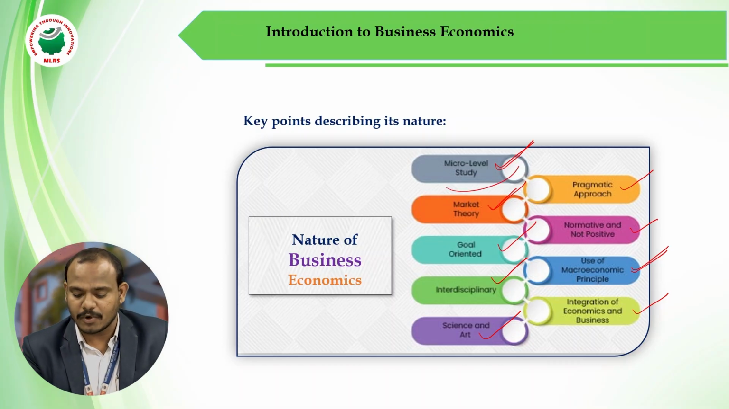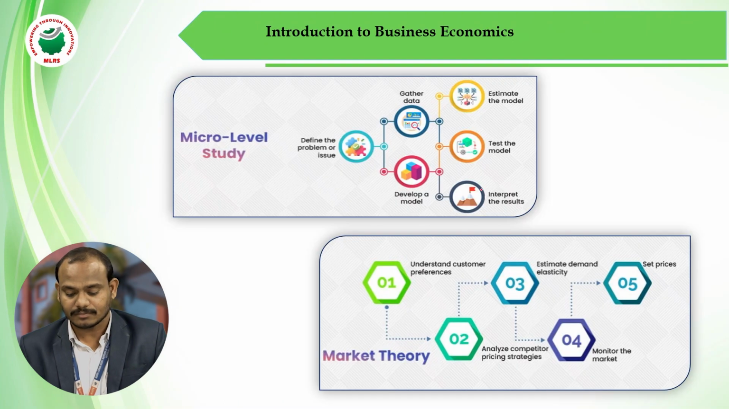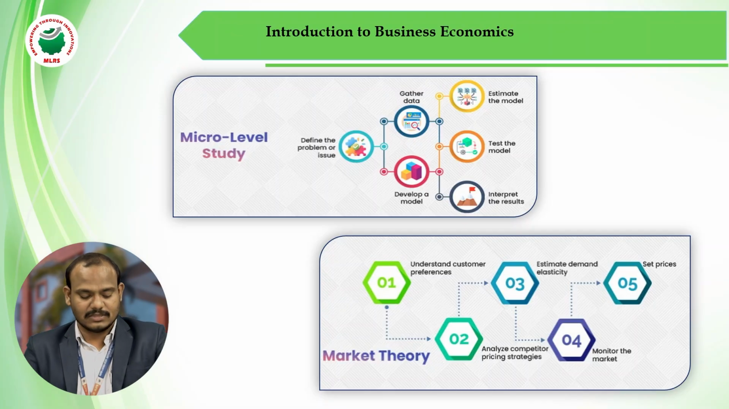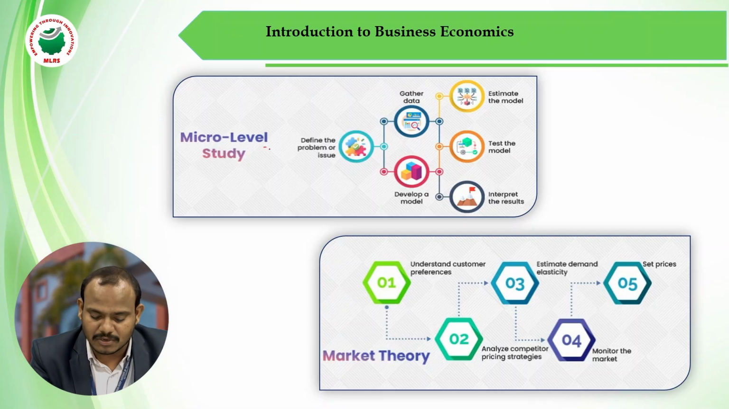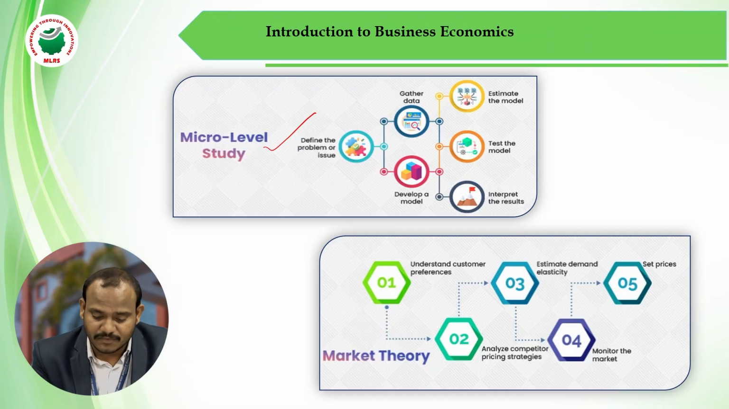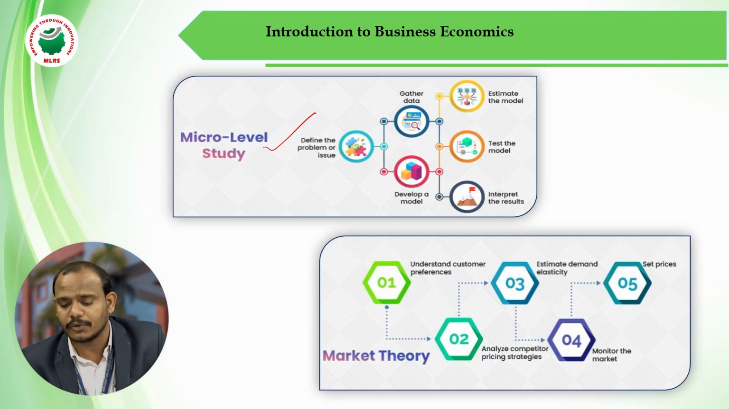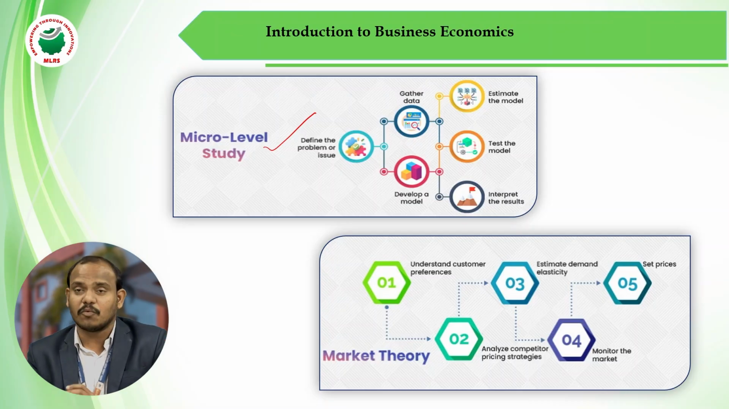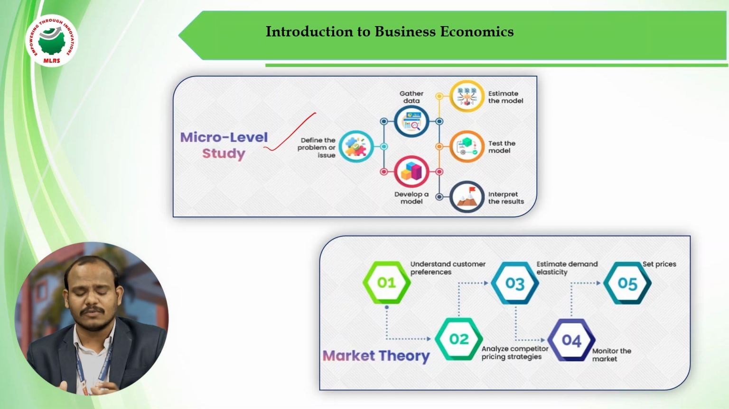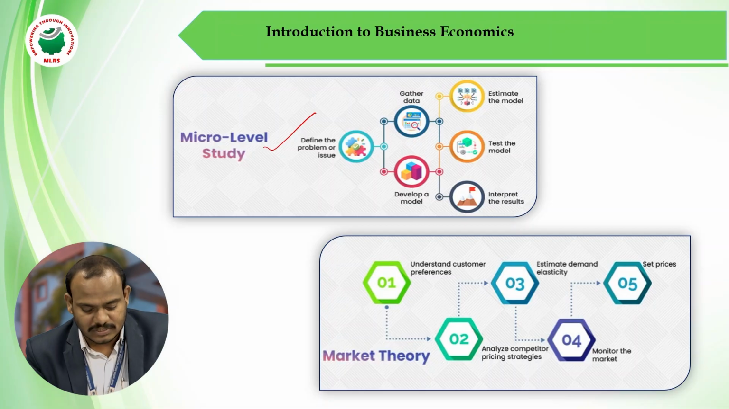In that, the first point is micro level study. Micro level study means it focuses on decisions inside the firm, such as what to produce, how much to produce, and at what price. For example, a smartphone company must decide how many phones to produce based on demand and cost. Let's take a closer look at the process.